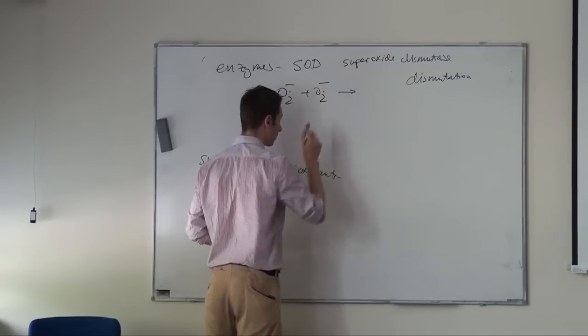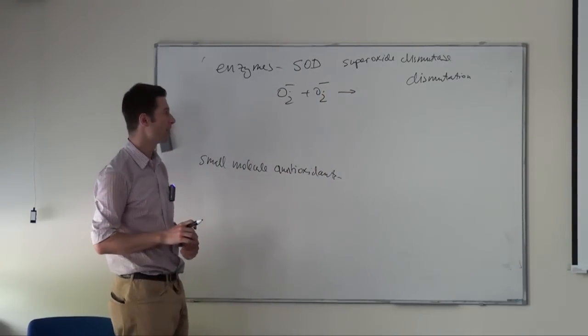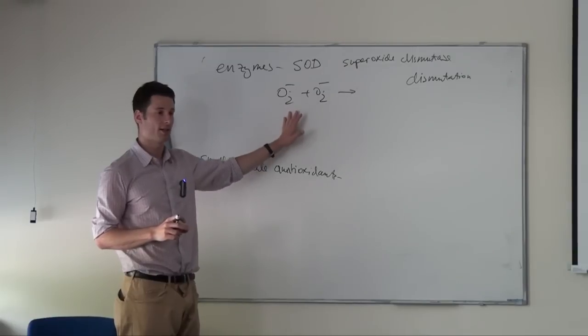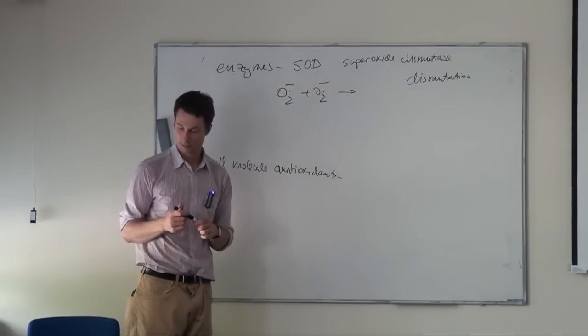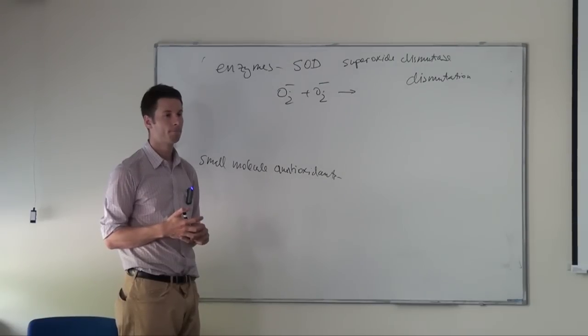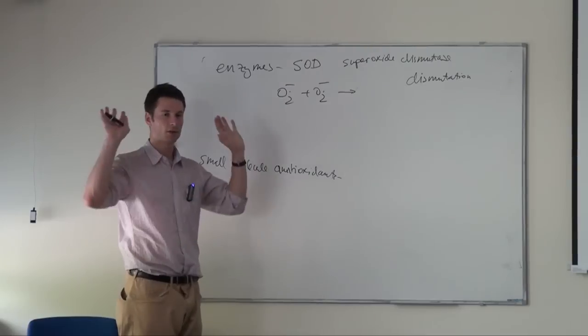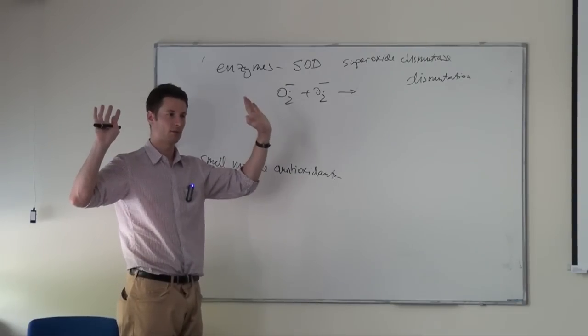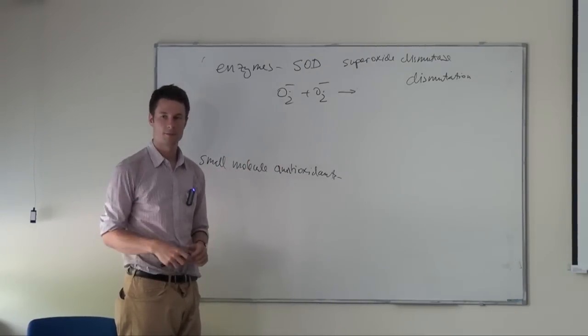So we have two molecules of superoxide and we need to reduce one of them and oxidize the other one. So what are going to be the products? We have two molecules of superoxide. One of them is going to be reduced, the other one is going to be oxidized.